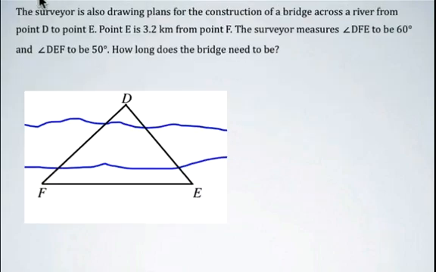So here's another surveying question that we can use trig for. The surveyor is also drawing plans for the construction of a bridge across a river from point D to point E. Point E is 3.2 kilometers from point F. The surveyor measures angle DFE to be 60 degrees and angle DEF to be 50 degrees. How long does the bridge need to be? In other words, what is the distance from point D to point E?